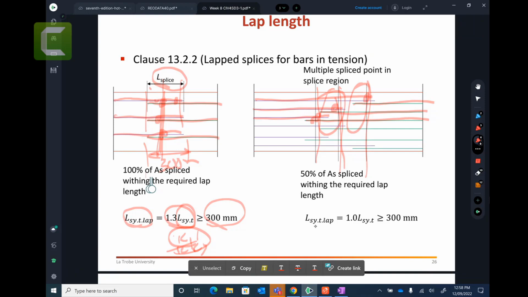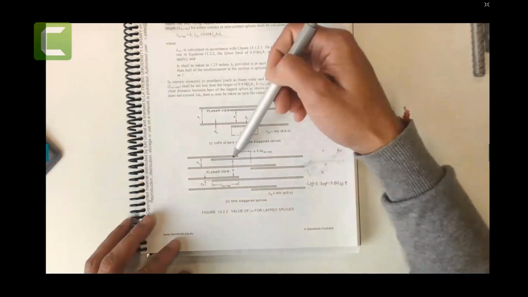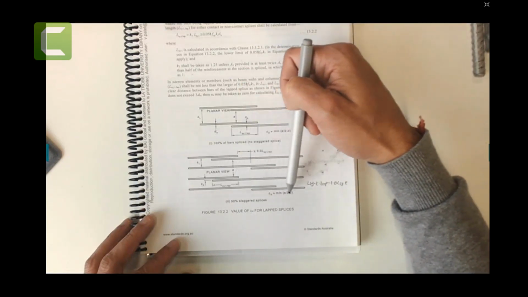In that case, you can take Lsy is 1 times Lsy, greater than or equal to 300. So the standards provide a higher penalty here, 30%. Standards don't like this one, they like it the way that you put it in that format, and that is given here. So look at this, this, this. That's the staggered one, the 50% one.